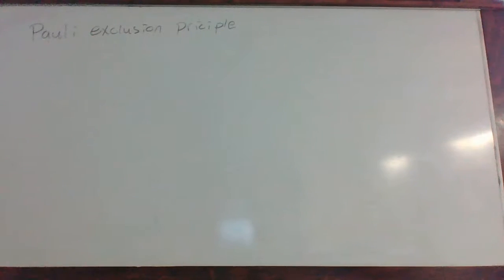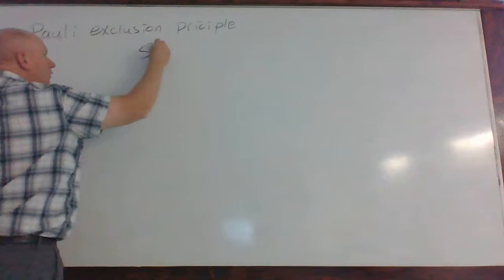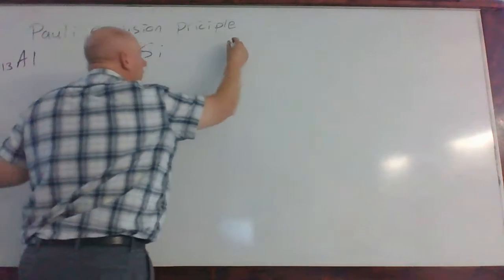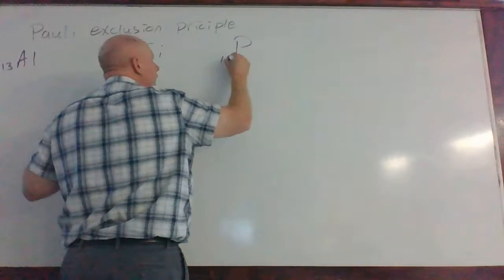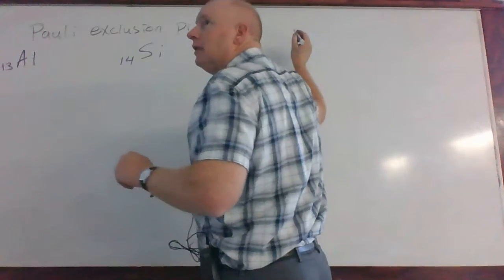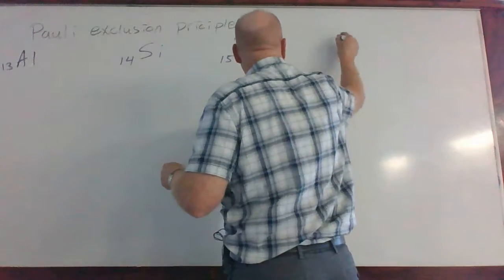So what I want you to think about is we're going to do the elements aluminum, silicon, phosphorus, and sulfur. And we'll illustrate what we mean by that. So we got aluminum, number 13. Silicon, 14. Then we got phosphorus, which is 15. And then finally, sulfur, 16.